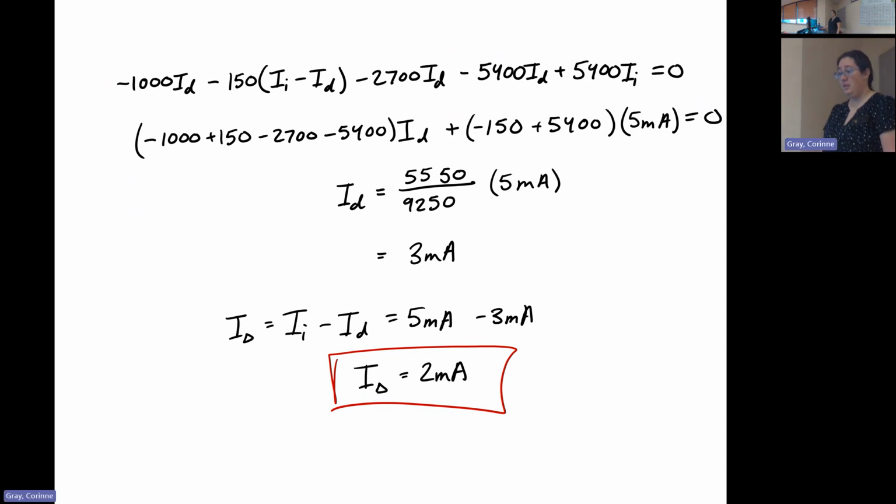Part B is find the power delivered by the independent current source, and part C is find the power delivered by the dependent current source. So you have one small step to do for B and C. Okay, so it's not terrible. It's just a little awkward. So any questions on A? No. Okay.